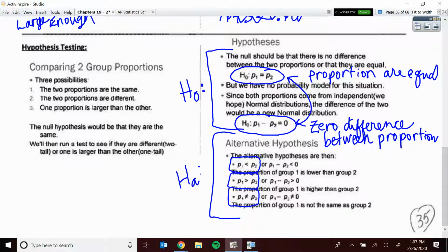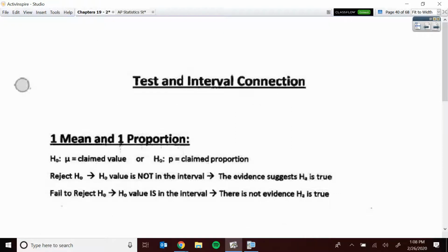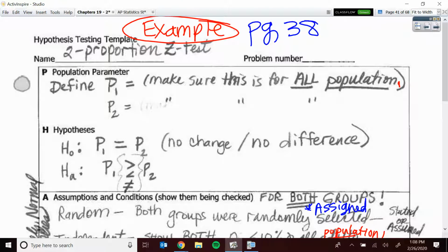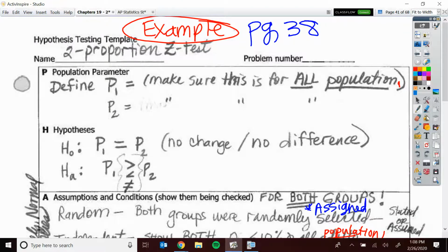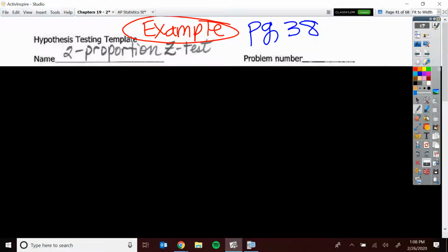Now, let's look at the next page, and it is a written out example by me. Oh, wait, sorry, not the next page. The next page is something we're going to do tomorrow on intervals. The page after that ties them together, intervals and tests. And then it's page 38. There we go. Page 38 has all of Miss McClellan's stuff written out. So let's just kind of quickly look at it, and then we'll go do one of our own.